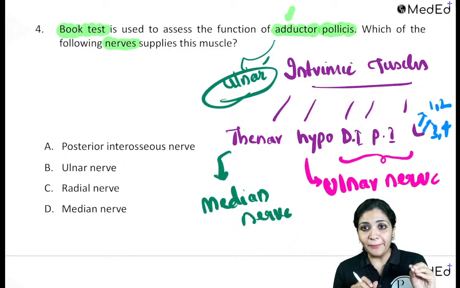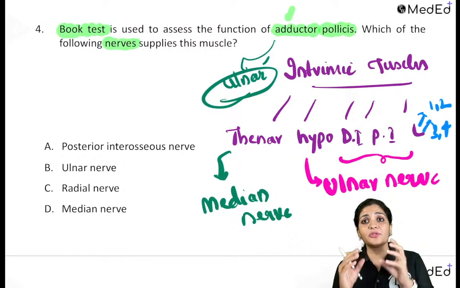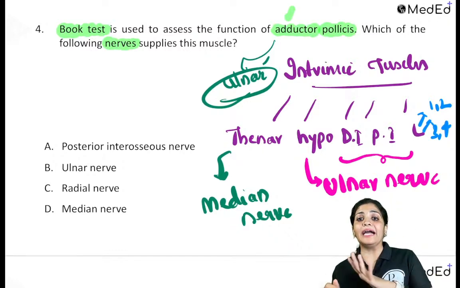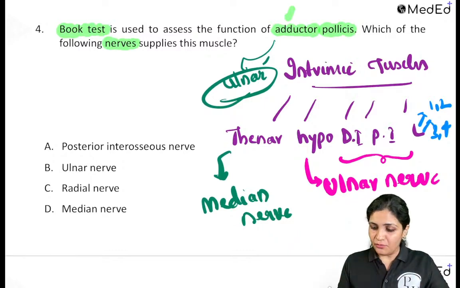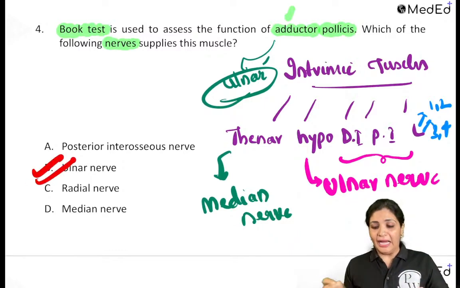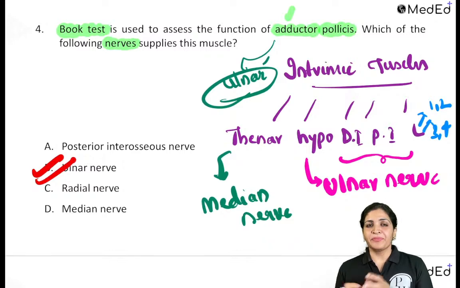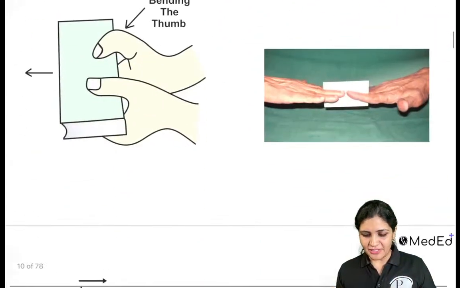But what you have to remember is, even though this is a thenar group muscle, it is not supplied by the median nerve. It is supplied by the ulnar nerve. So here the answer would be the ulnar nerve. But our interest doesn't end here. Now, what is the book test? You have to understand what the book test is.